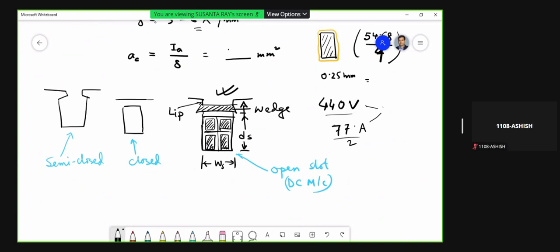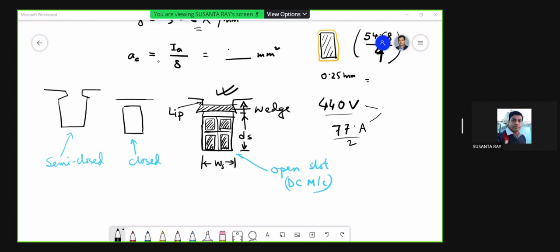Sir, you are not audible. Do you have any question? Yes, sir. For the rectangular bar, I am getting the cross section as 20.56 mm square. So for that, how to calculate the dimension of each rectangular bar?